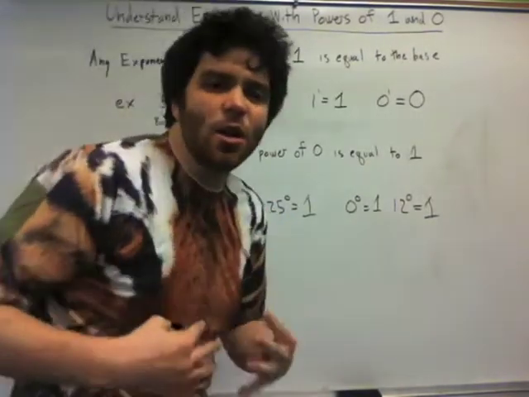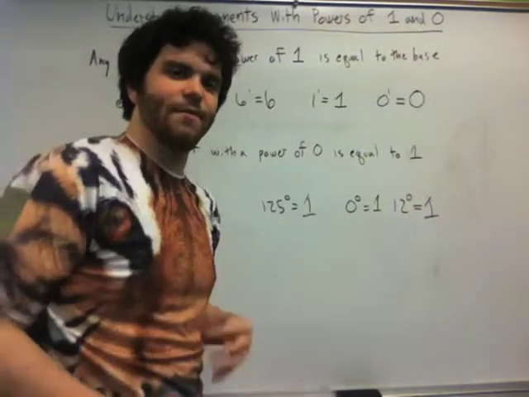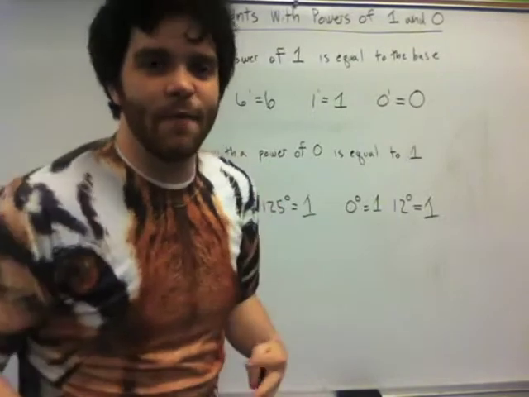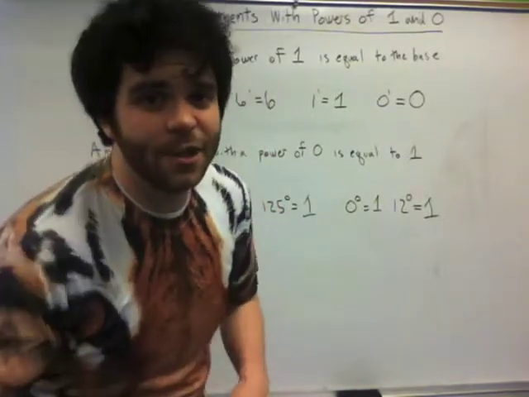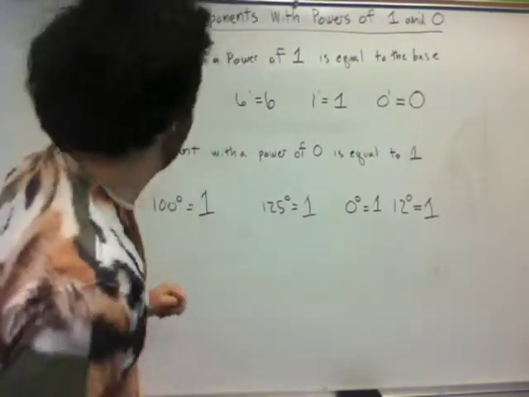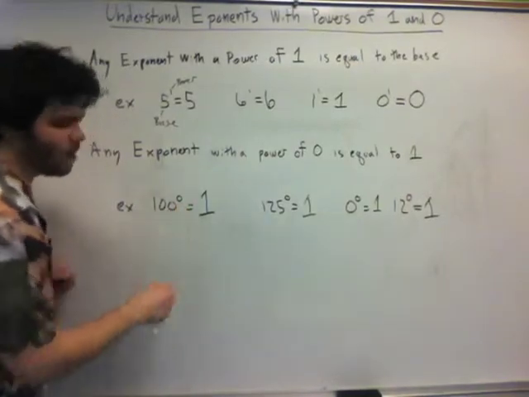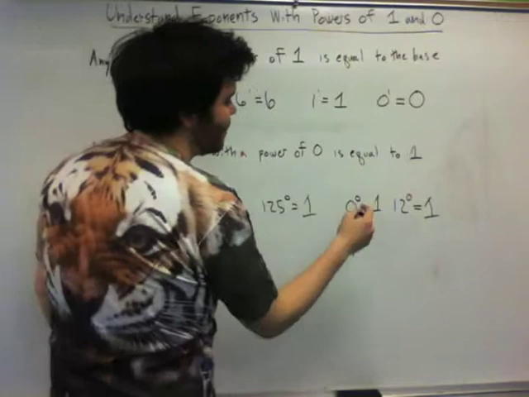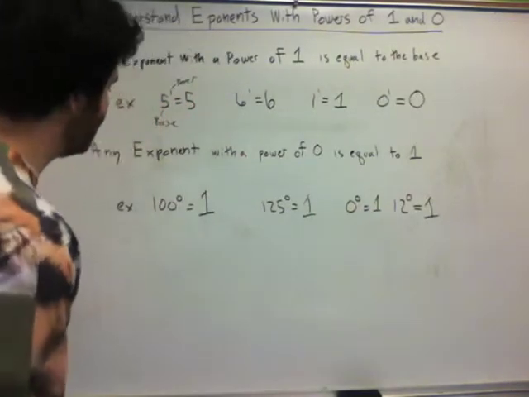Let's take a little look into why that happens. If you're not interested in why and you just want to move on, then feel free to stop the video. But I really think this is a cool explanation. So let's take a look at why 100 to the 0 is actually equal to 1. And in fact, why 0 to the 0 is actually equal to 1.